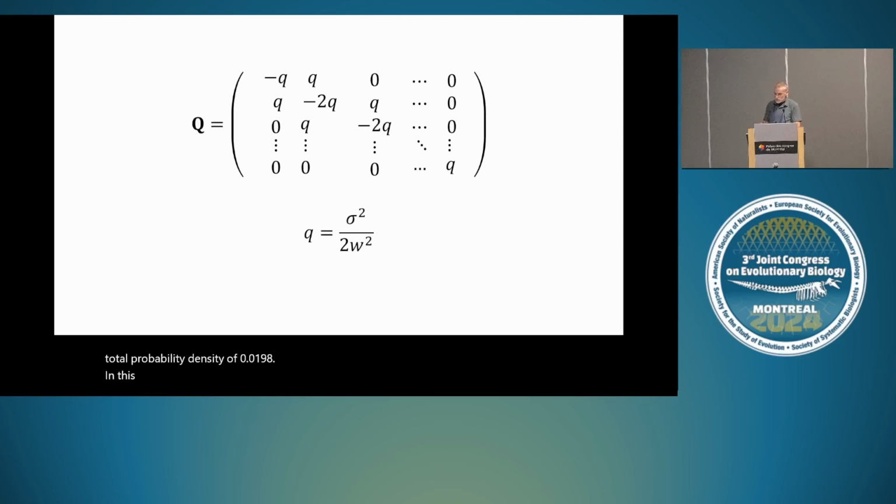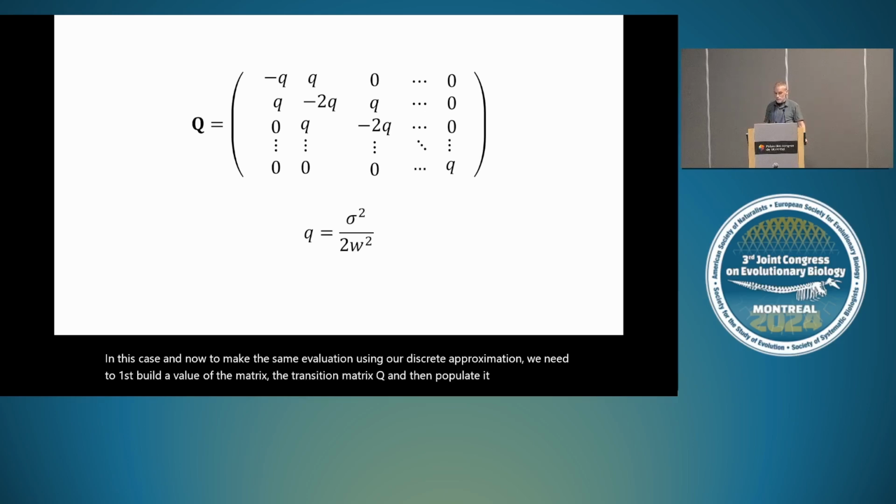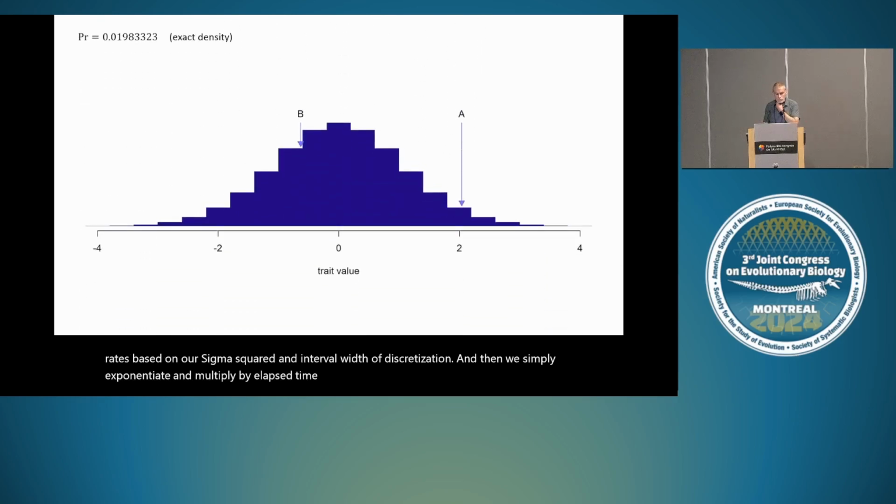And now to make the same evaluation using our discrete approximation, we need to first build the transition matrix Q, and then populate it with transition rates based on our sigma squared and interval width of discretization, and then we simply exponentiate and multiply by elapsed time. And so this is what we get.